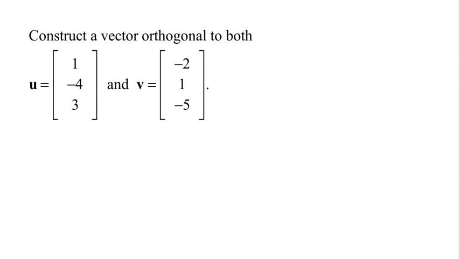So we're given two vectors, the vector u, which is 1, negative 4, 3, and the vector v, which is negative 2, 1, negative 5. These vectors are both in 3-space, and my goal is to construct a vector that is orthogonal to both of them. We're going to answer that question by using the cross product.